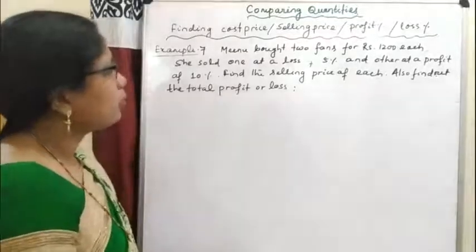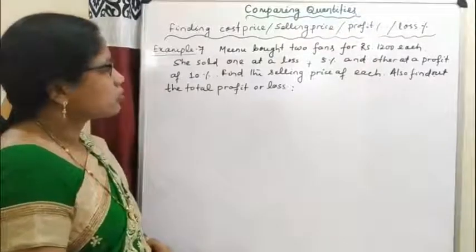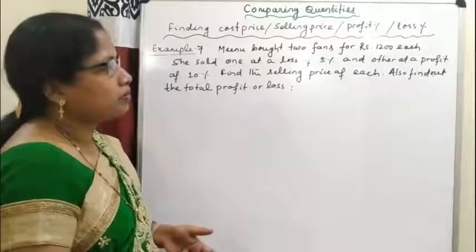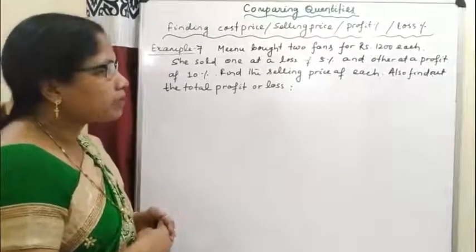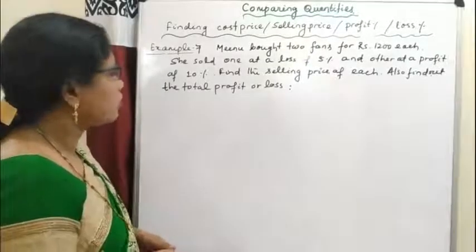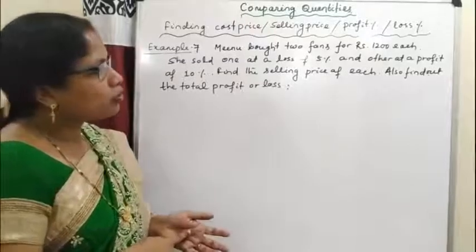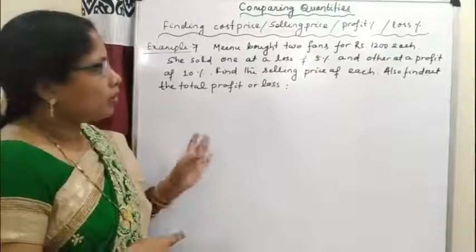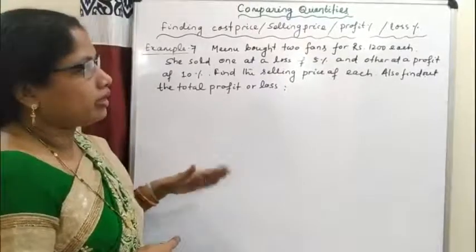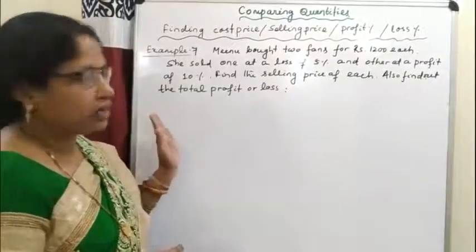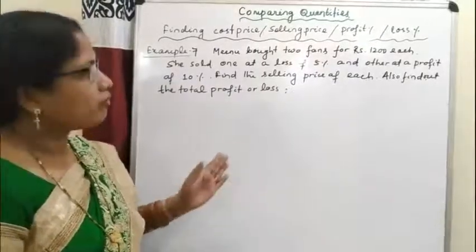Next example, Minu bought 2 fans for rupees 1200 each. She sold one at a loss of 5% and the other at a profit of 10%. Find the selling price of each. Also find out the total profit or loss. Here the cost price of the 2 fans is the same, but the selling prices are different. So we have to calculate the cost price and selling price of the 2 fans separately. Then we will add the selling price of each fan.